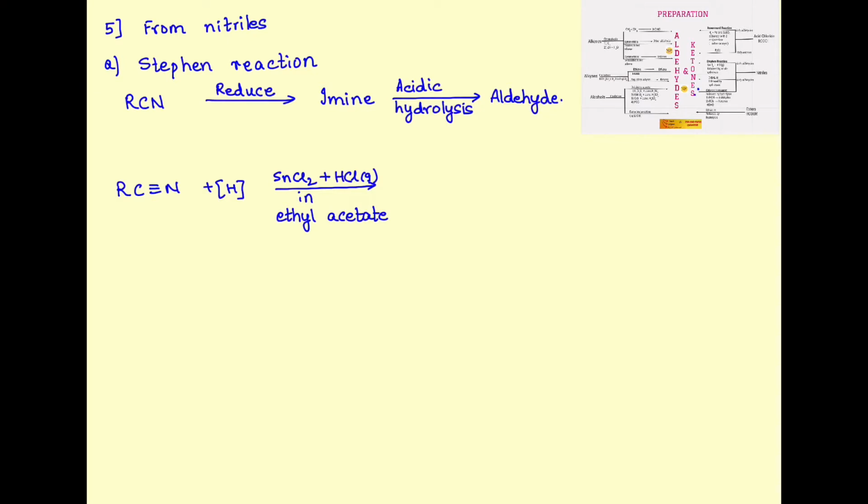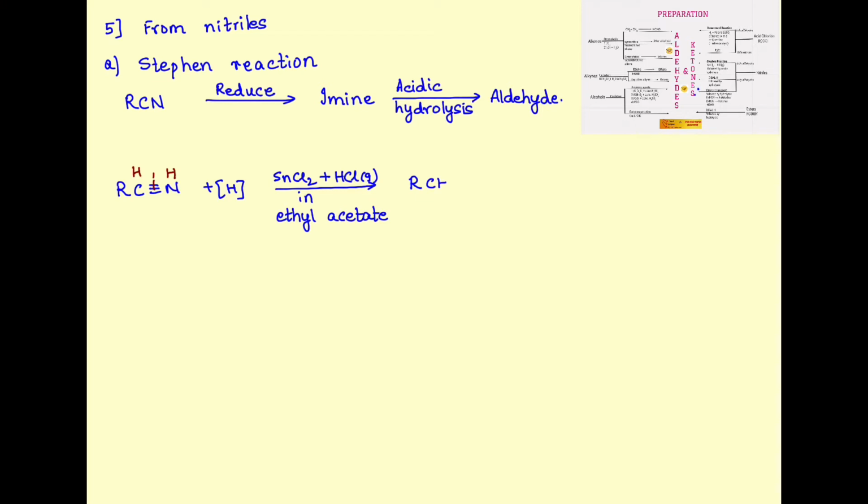When we prepare aldehydes using the Stephen reaction, the first step involves the conversion of the nitrile to an imine by the method of reduction. The reducing agent is SnCl2 and HCl. So again, we will break it down here. The bond breaks, H and H. What do we get now?